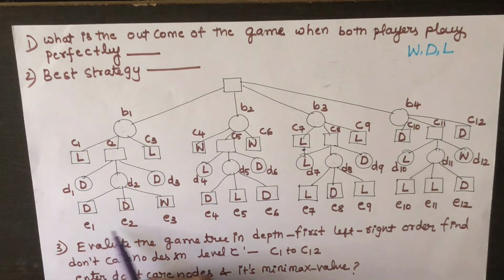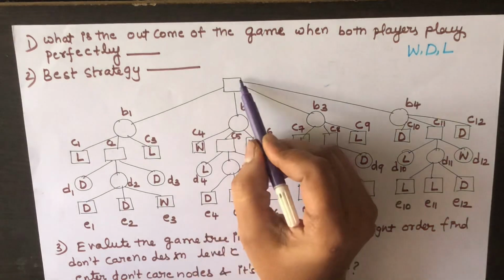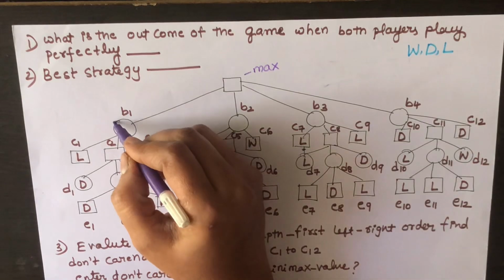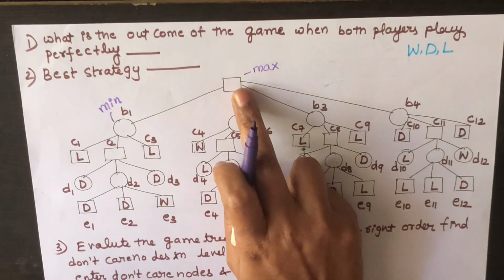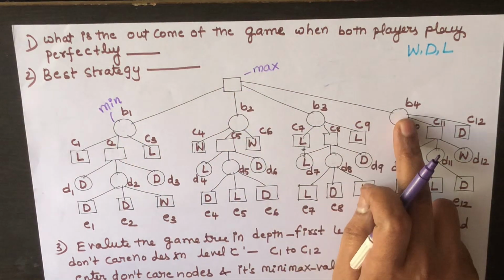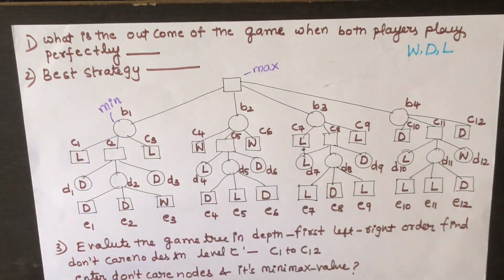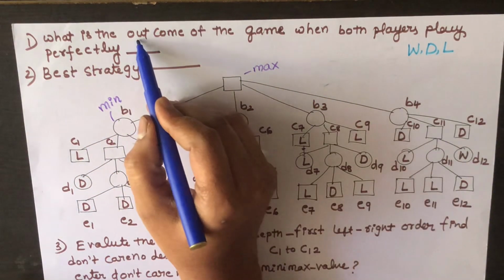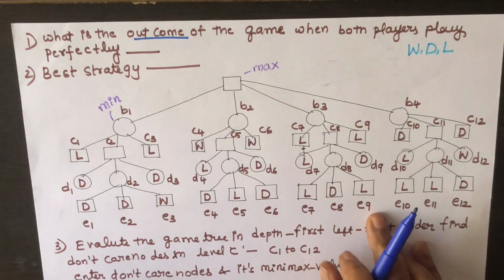In the game tree, the leaf nodes are represented with E1, E2, E3 to E12. The square box is a max node and the circle is a min node. The max node selects the maximum value from all its children and the min node selects the minimum value from its children. What is the outcome of the game tree? That is the output of this tree.